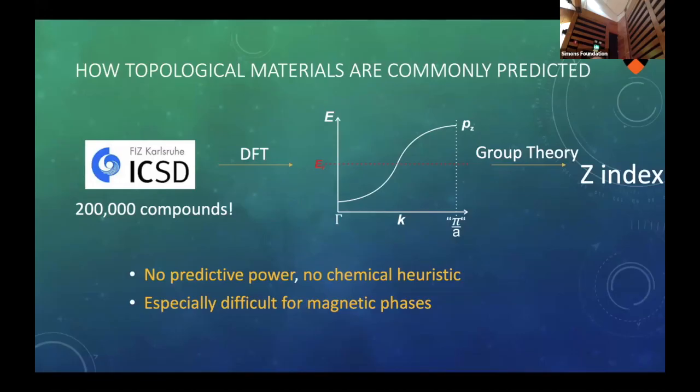And so my goal is to build chemical heuristics, or rules and guidelines, that help us to predict when a material can be topological, or how to design a new one without having to run DFT calculations to test these.